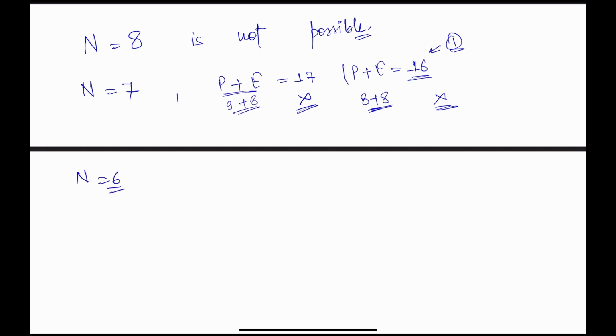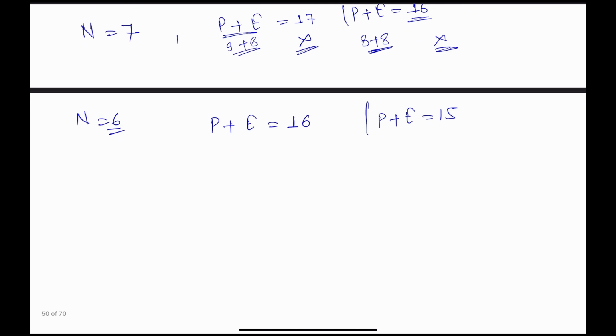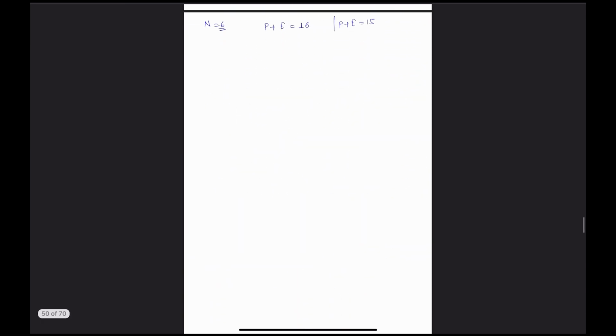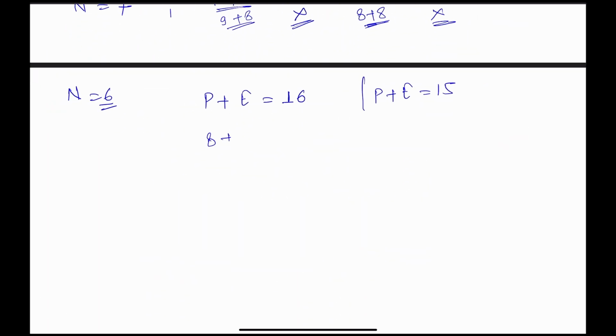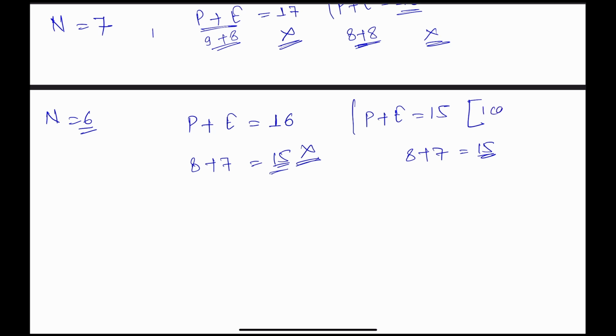Let's take N equal to 6, so P plus E will be 16, or P plus E equal to 15, either is possible. So as of now my 8 and 7 are doing nothing. 8 plus 7 is 15, so 16 cannot be possible without using these, so that is not possible, but 8 plus 7 is 15 is possible. But then again it is a condition that one carry should come.